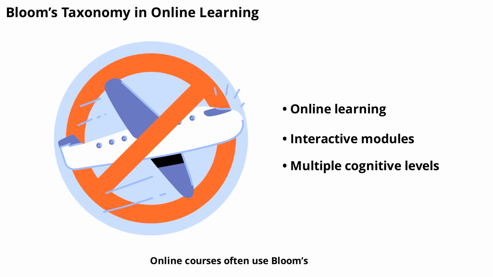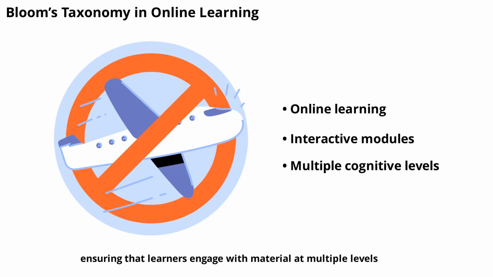Online courses often use Bloom's taxonomy to structure content and activities. Instructors design modules that progress from simple recall to complex creation, ensuring that learners engage with material at multiple levels. This approach makes online learning more interactive and effective.